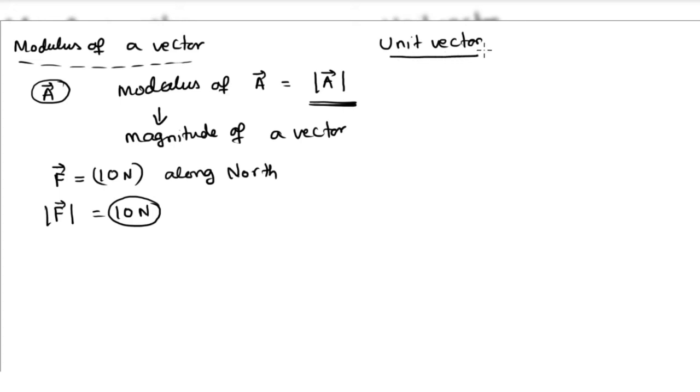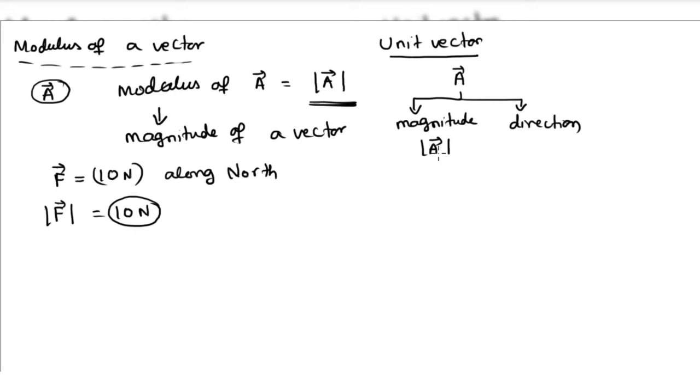So what is the meaning of unit vector? So students, remember that every vector has some magnitude and some direction. So if A is a vector, then it has magnitude and it has some direction. It has magnitude as well as direction. And the magnitude of A vector is represented by the symbol modulus of A.